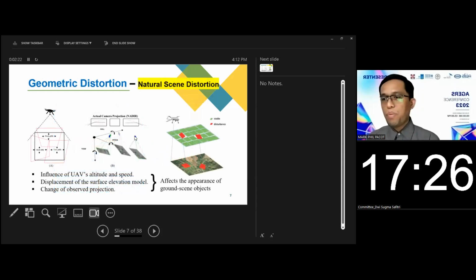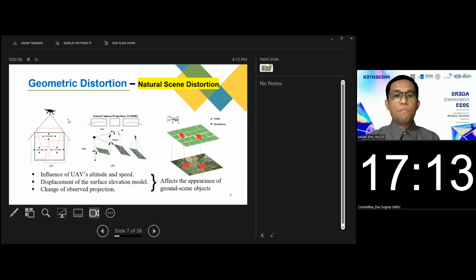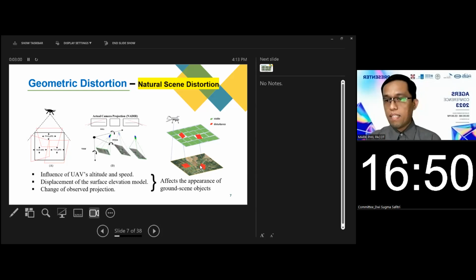In our research, we generally focus on what we call natural scene distortion, which is an example of a geometric type of distortion. As depicted in this image, the region captured by the UAV will suffer different variations of angles of distortion, which is generally caused by the sudden pitch, roll, and yaw movement of the UAV, mainly influenced by the UAV's altitude and speed, displacement of the surface elevation model, and change of observed projection, which generally affects the appearance of the ground scene objects as depicted in this diagram.